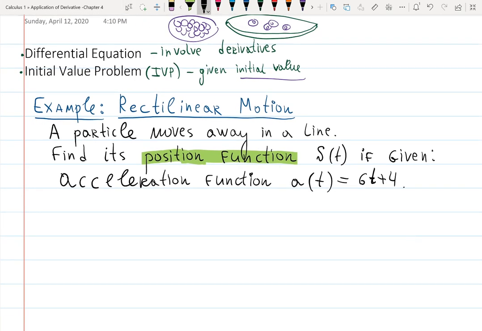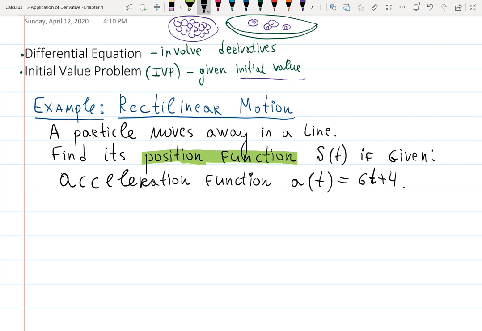Then, what's the problem? I can just integrate this function twice, right? If I integrate it once, it will give me velocity, because the derivative of velocity is acceleration. If I integrate it twice, it will give me a position function. That's it. We solved the problem. However, every time you integrate, you will have plus c every time, right? And that plus c gives you a family of solutions.